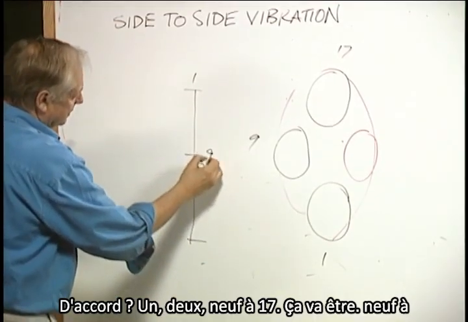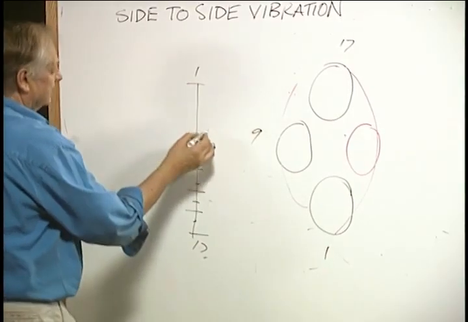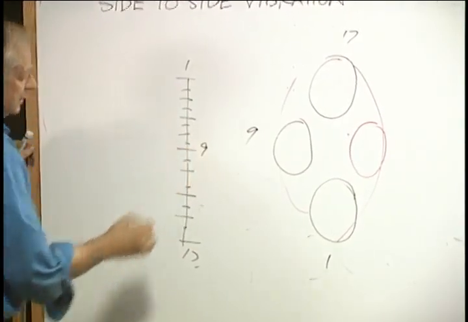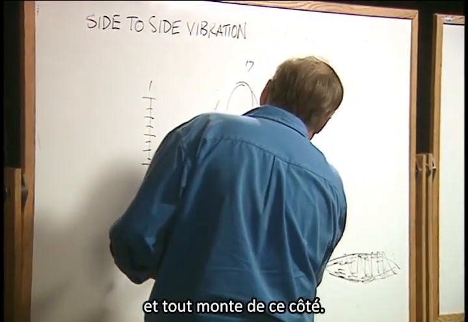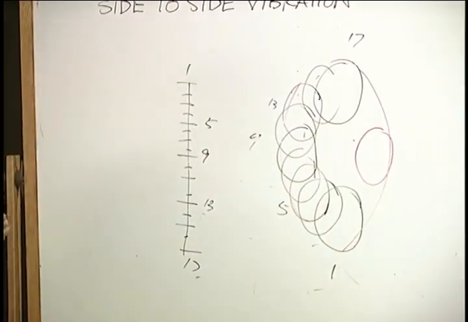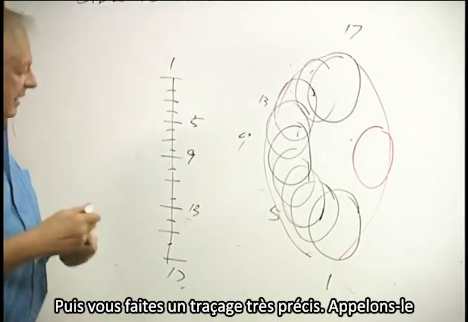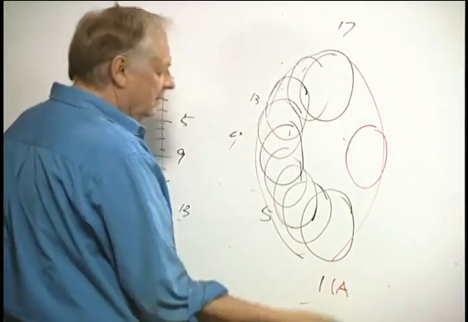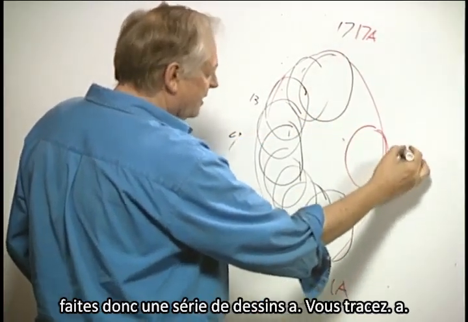1, 2, 9 to 17, okay? Then you're in between all these, and it's all going up that side. So you just have a little arc of drawings going up. And then you do a very careful tracing. Let's call it 1A. And 17A. And this one out here is just going to be 9A.